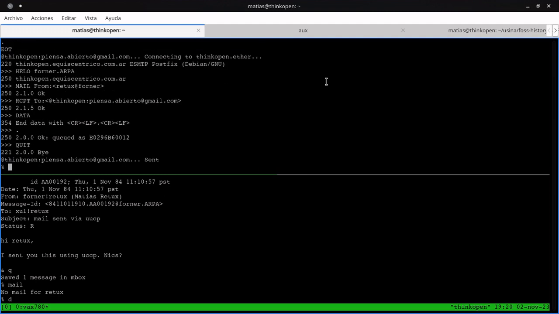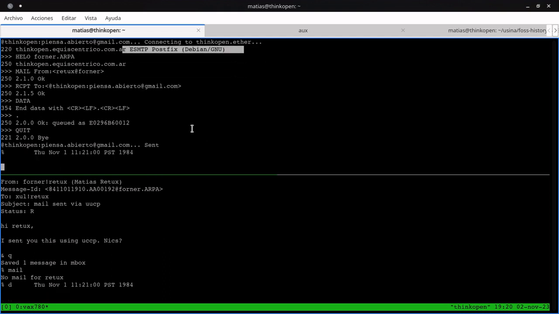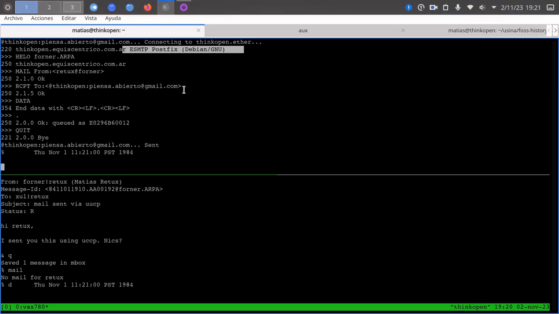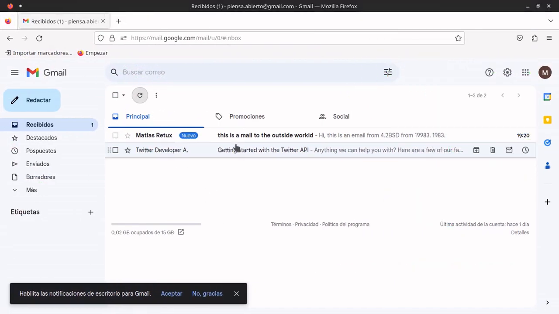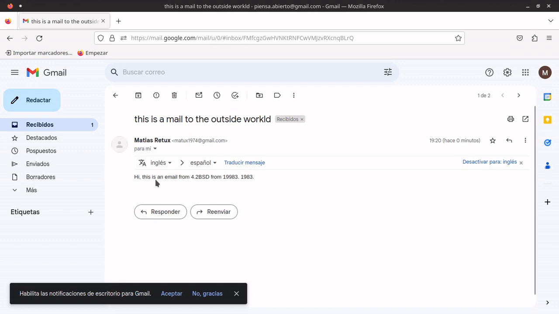Let's see. Now the mail was delivered through the postfix relay. So let's take a look at Gmail. Voila, and here we have it. The mail was delivered by handing it over through that smart relay server.